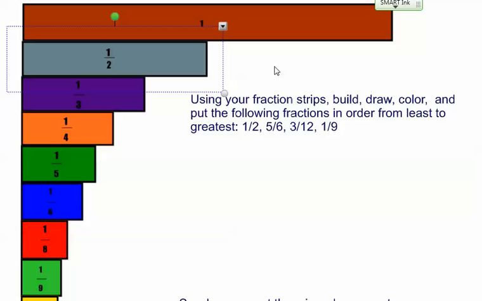Okay, now I want you to kind of do some building. Now these should look familiar. We have all these. We just have them in a different color. Use your fraction strips, build, draw, color, and put the following fractions in order from least to greatest: 1/2, 5/6, 3/12, and 1/9. So what I want you to do is to build these fractions, draw them and color them on your paper in the correct order. So go ahead and hit pause while you do that. Hit play when you're done and we'll see if you did it right.